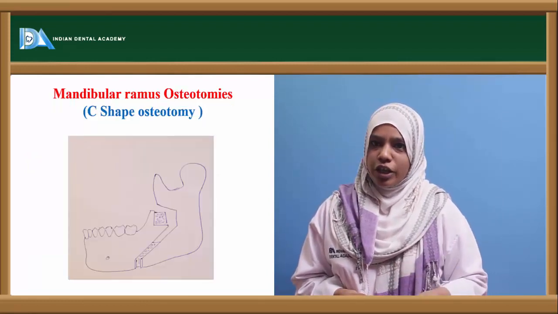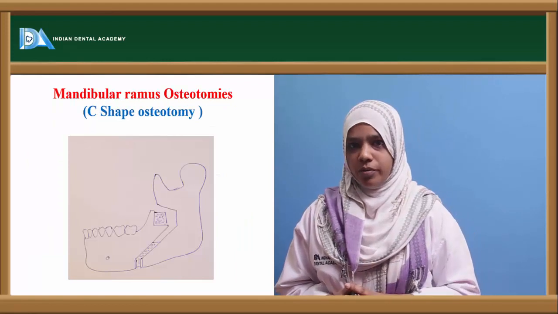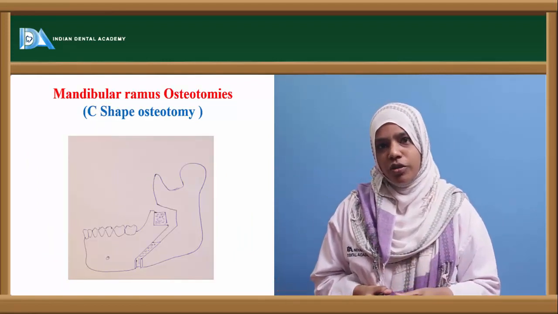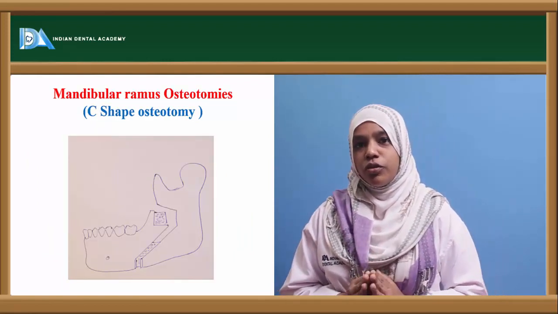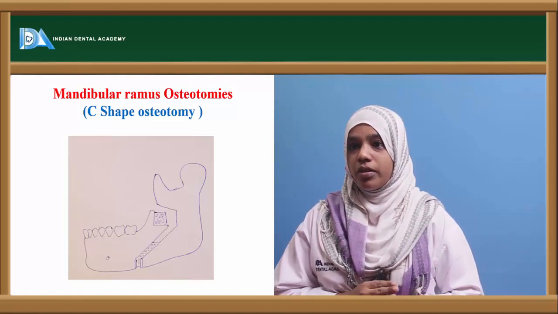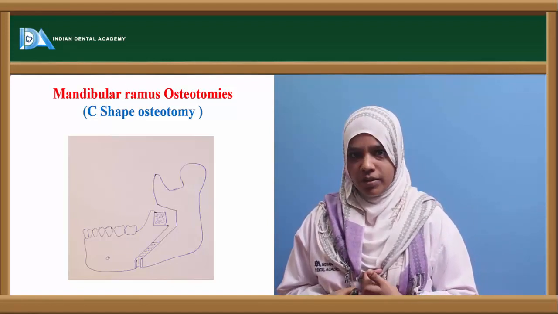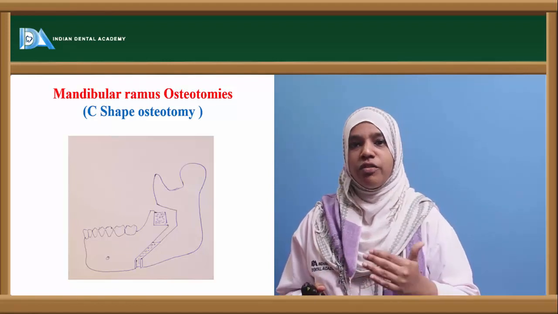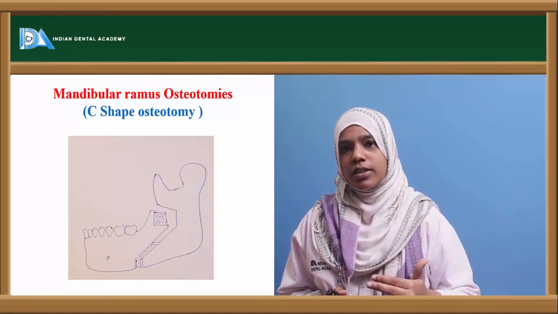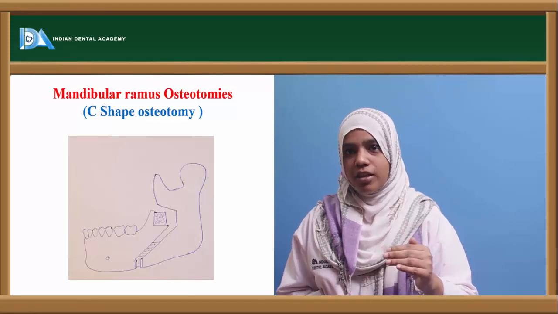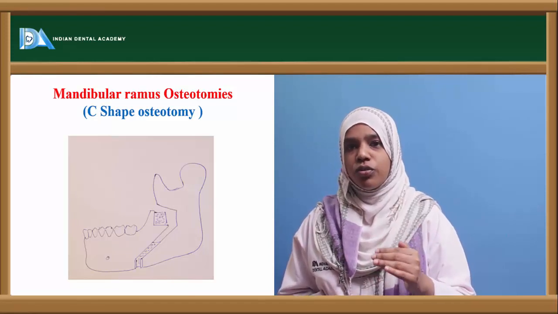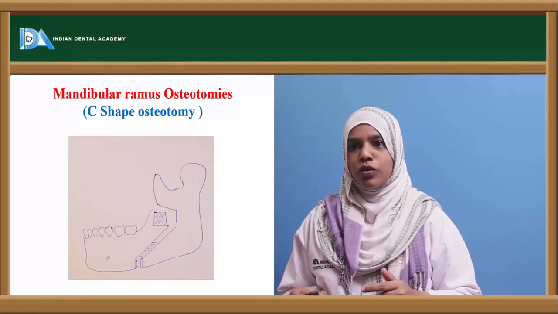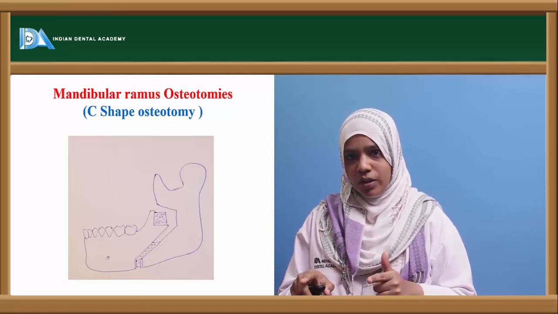Now a modification of this is a C-shape osteotomy. In this C-shape osteotomy, you do not have to completely strip the periosteum from the ramus, because here the osteotomy cut does not start from the sigmoid notch but inferior to it. The cut has a horizontal component which is 2 to 3 mm above the lingula. So you will have a horizontal cut just posterior to the lingula.